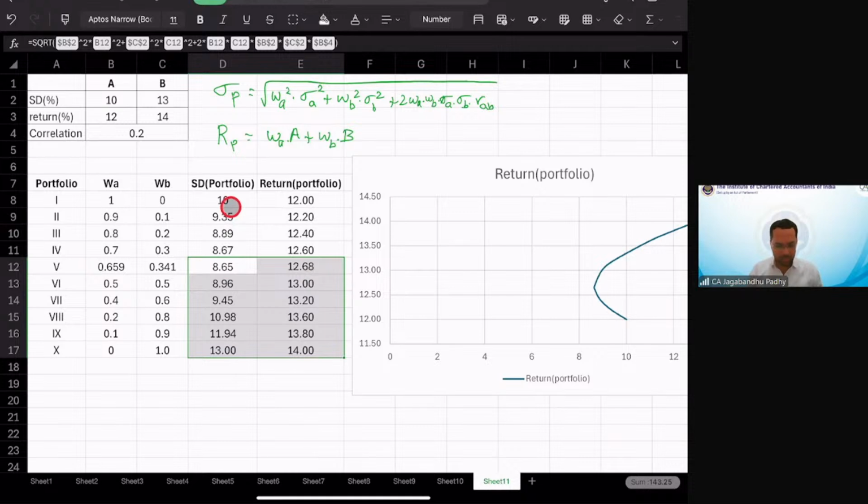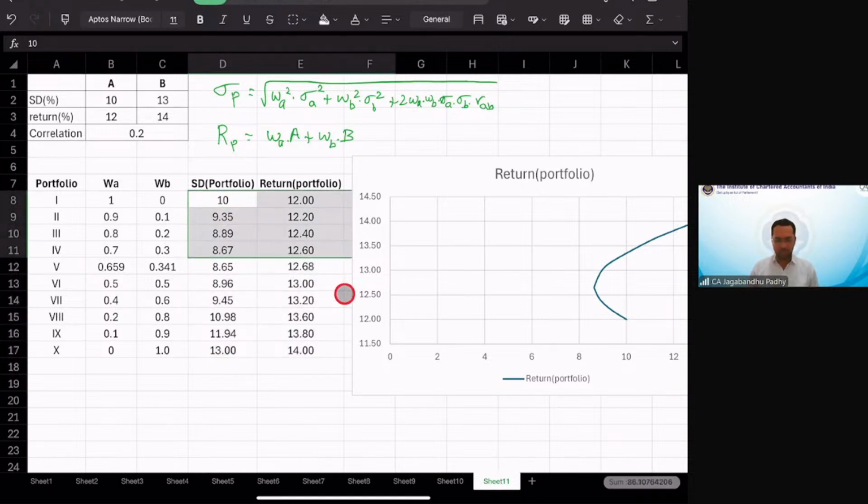So these 4 securities are not at all suitable for any rational investor. And these portfolios are said to be inefficient portfolios. They are said to be inefficient portfolios. Now, what is this inefficient portfolio and other aspects? We'll take it up in some time. But the idea is these inefficient portfolios will not be selected by any of our investors.